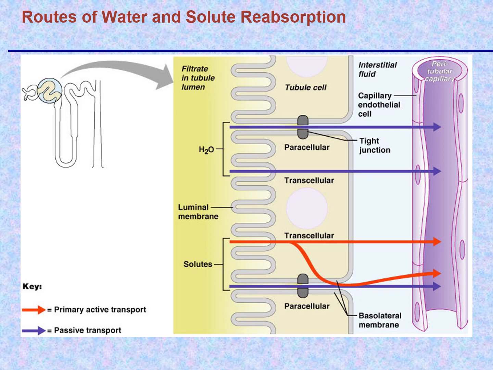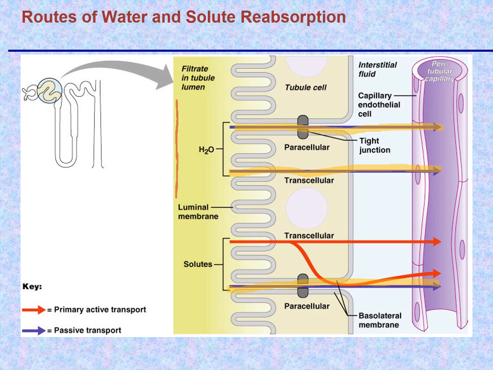Okay, so what route do they take? There are two major routes. One is between the cells, and then there's through the cells. So crossing the cells that line the tubule, and then across the endothelial cells that line the capillaries.